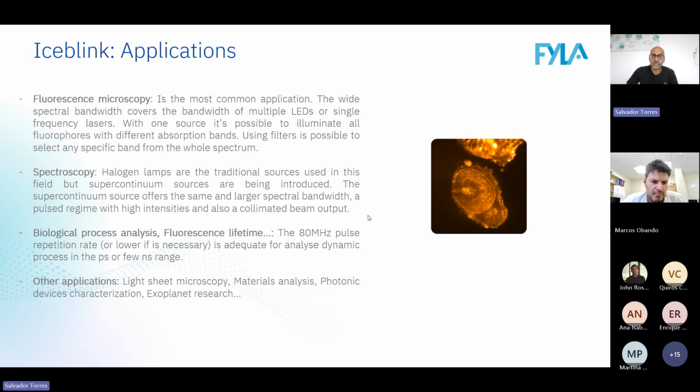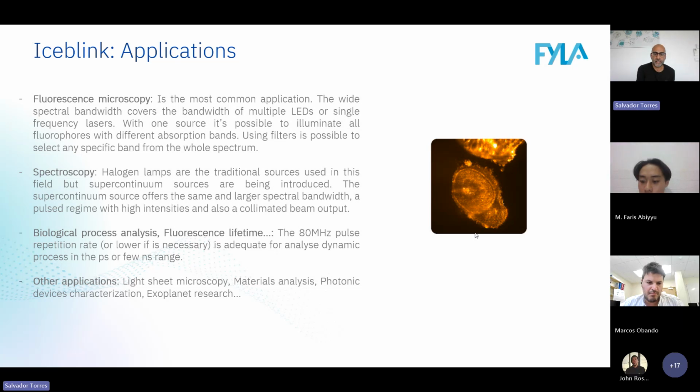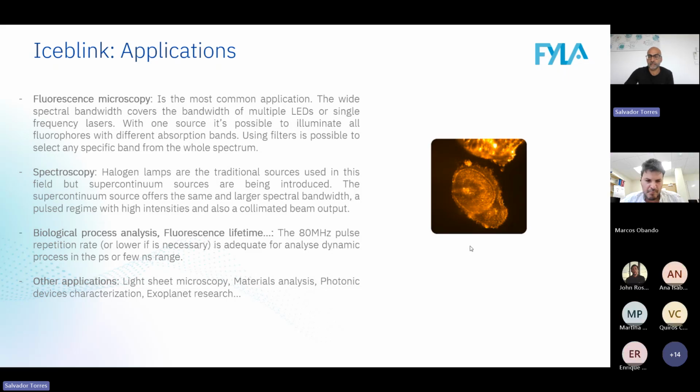For biological processes analysis and fluorescence lifetime, it is also useful because the 80 MHz pulse repetition rate corresponds to a delay between pulses in the order of 10 nanoseconds. And this is adequate for analyzing dynamic processes in the picosecond range or few nanosecond range. This repetition rate is not fixed and can be selected and decreased to increase the delay between pulses. Other particular applications are light sheet microscopy, material analysis, photonic devices characterization, and so on.